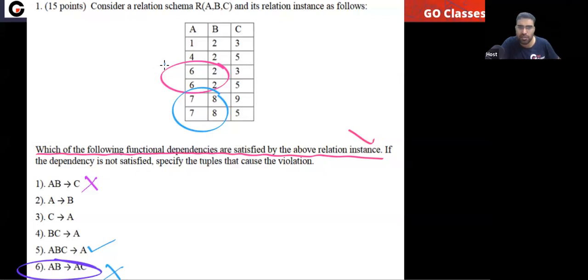Is this clear? Here you can notice the AB value is the same, that is 6,2 and 6,2. But what about the AC value? You can see the AC values are 6,3 and 6,5. So AB determining AC does not hold. Very easily you can do this.